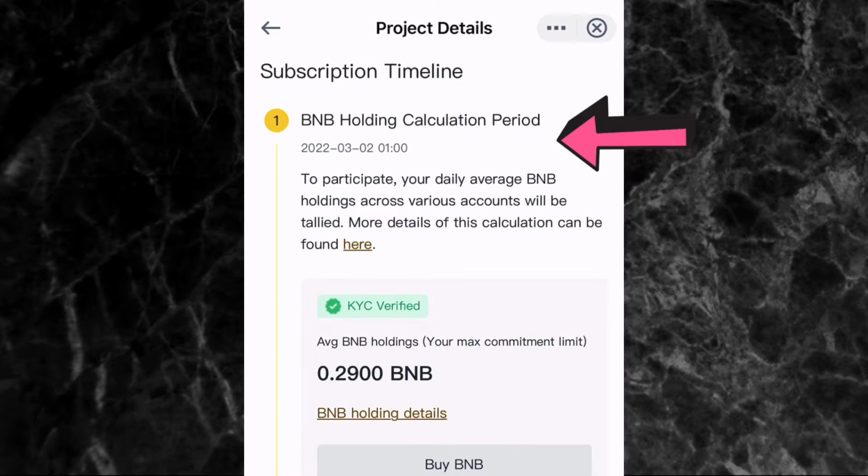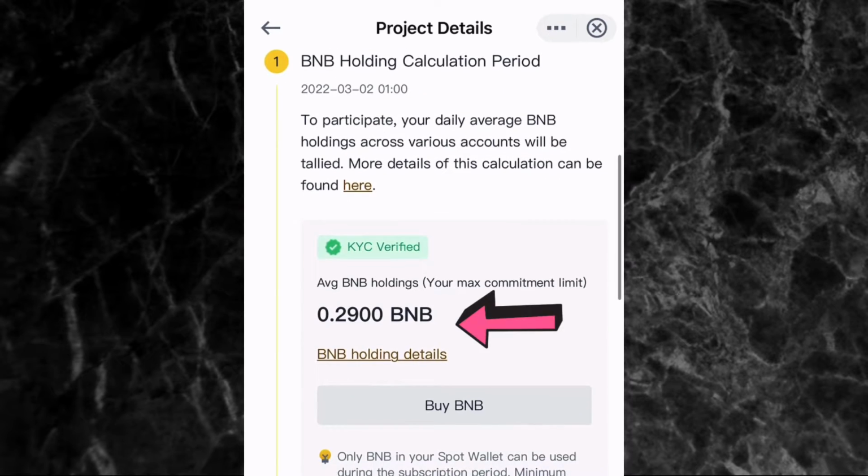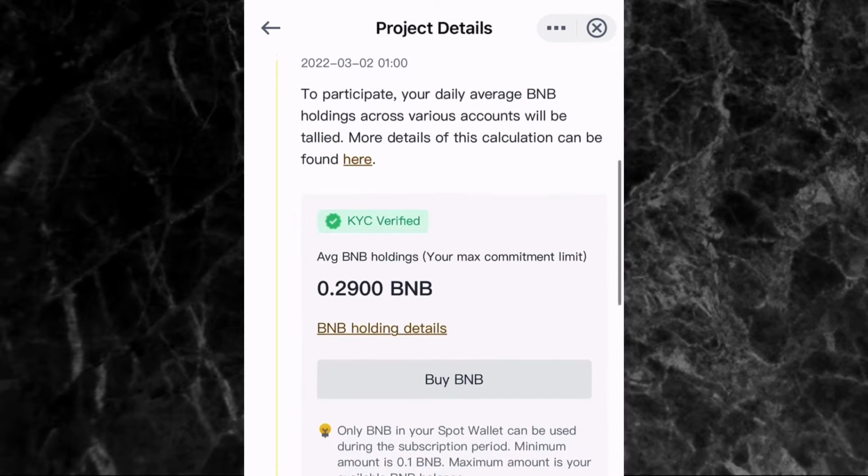And as you can see, they started the calculation period on the 2nd of March 2022, and I'm recording this video on the 6th of March 2022. So they are still calculating the BNB. So from the 2nd of March till when the second stage will start, they will keep calculating all the BNB you have to determine the maximum amount of BNB you can subscribe for this project. And then as you can see here, the maximum commitment limit that I can subscribe is 0.2900 BNB. Now, the more BNB you have in your spot wallet, the more BNB you can use to subscribe. Now, that's the first stage.